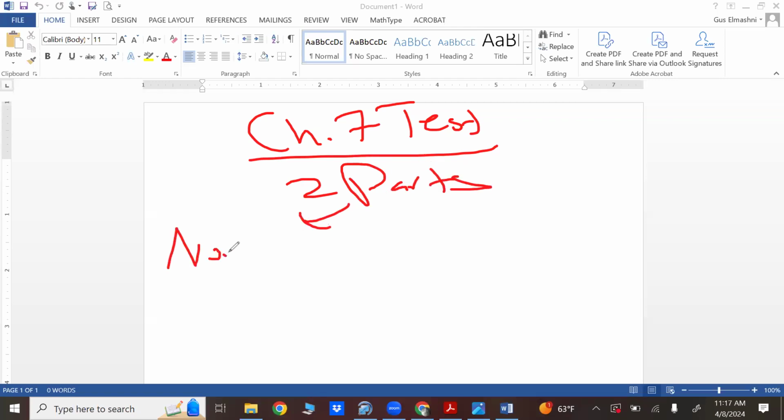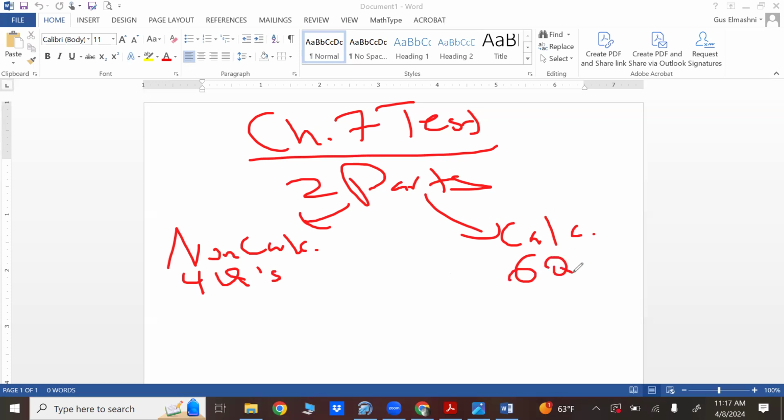Okay, so there'll be two parts. There'll be a non-calc and a calc. Non-calc will have 4 questions, and this will have 6 questions. I am recording this too, just so you know. But it's good to write down because it helps you remember what to expect. So that's how the test will be broken up: a non-calc and a calc.